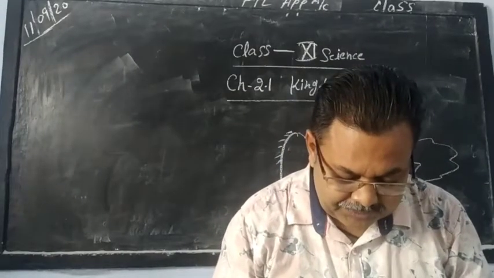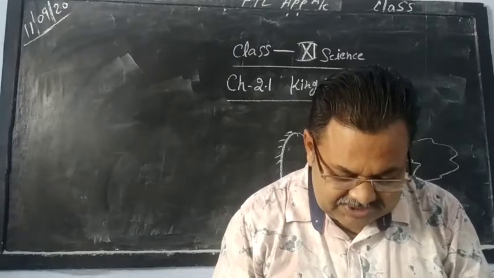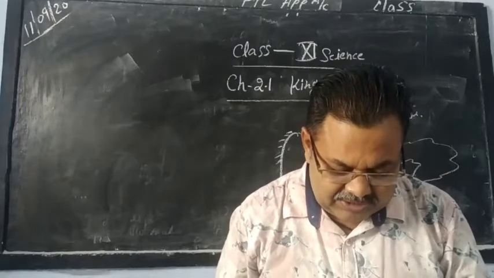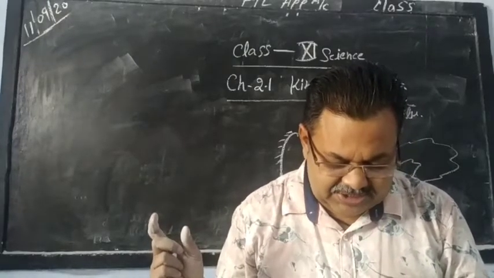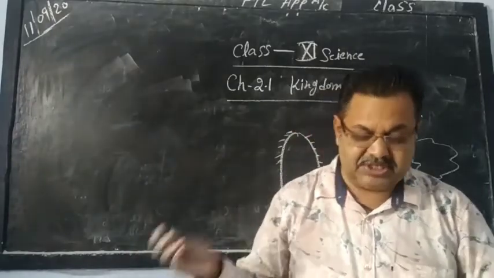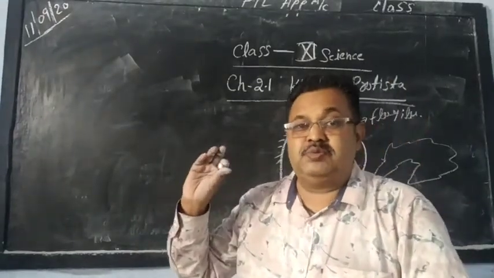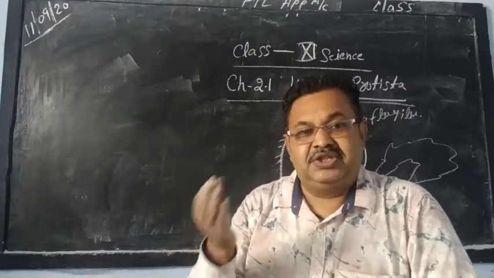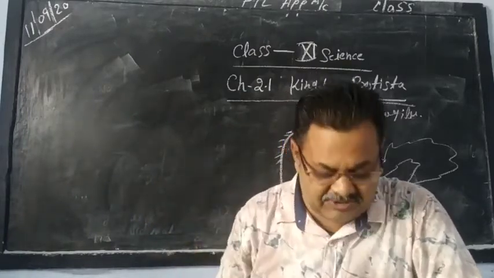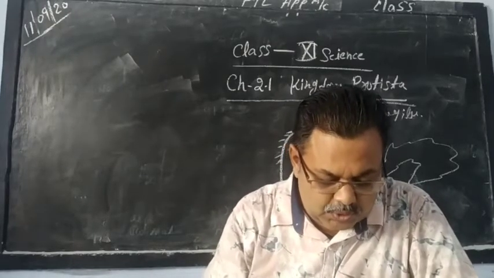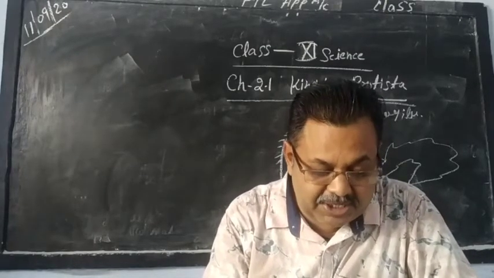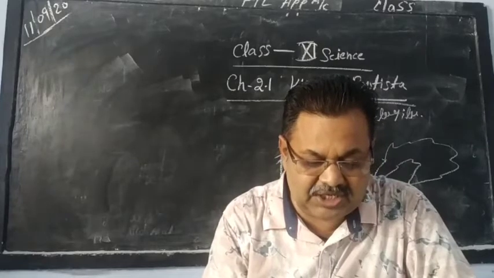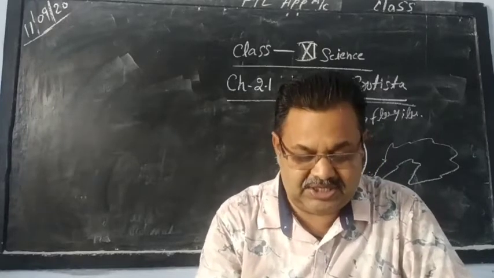Now our next characteristic feature of Protista is cell division. In cell division, they possess chromosome duplication. It means that chromosomes are duplicated. Duplicate means they prepare their own chromosomes themselves. So it is the main characteristic feature of the kingdom Protista.